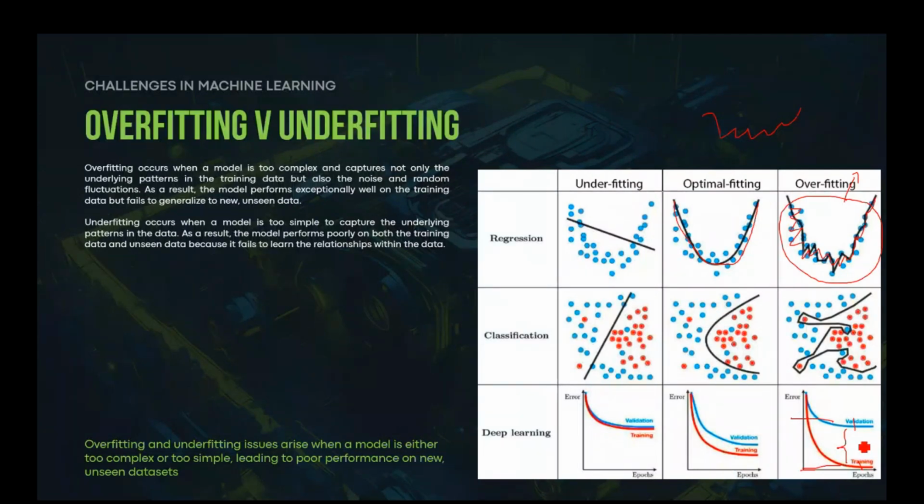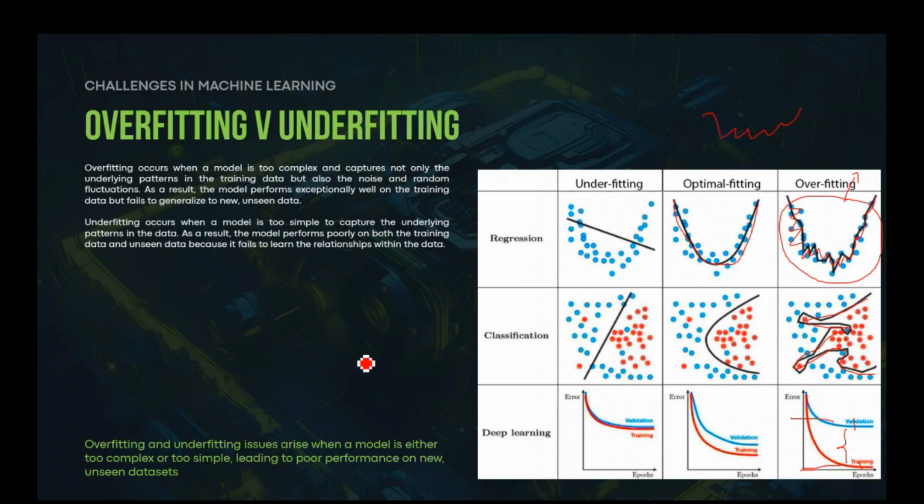Now here also, the same thing you can see in classification. If you see classification also, this is not the kind of model that we want to generate, right? It is an overfitted model. Now talking about underfitting.